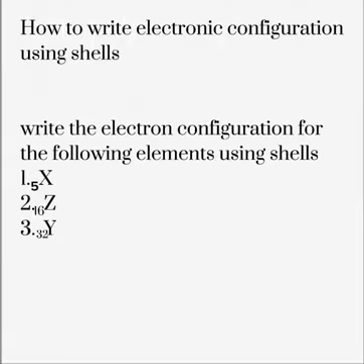Let's learn how to write electron configuration using shells. Write the electron configuration for the following elements using shells. 1. X5, 2. Z16, 3. Y32. The elements given are unidentified elements, so let's write their electronic configuration using shells.